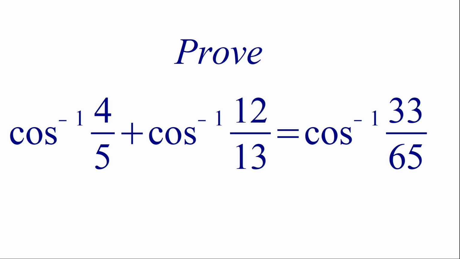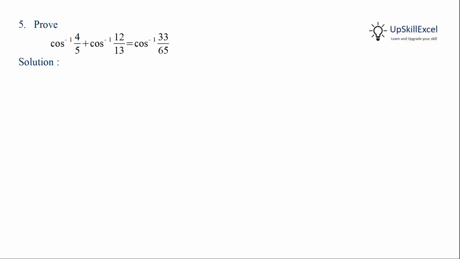Prove that cos inverse 4 by 5 plus cos inverse 12 by 13 is equal to cos inverse 33 by 65. On the left hand side we have two terms in addition and the right hand side is having cos, which means we can apply here cos of addition of angle formula. Also note that the values 4 by 5 and 12 by 13 form a Pythagorean triplet.